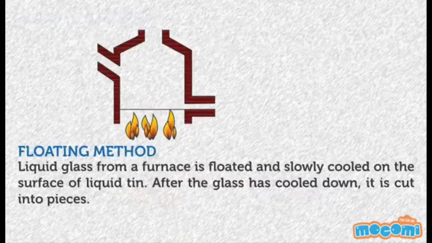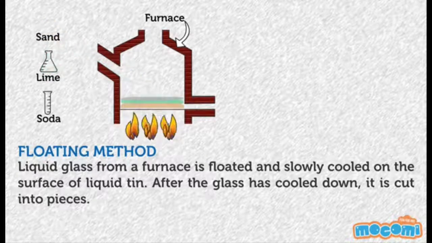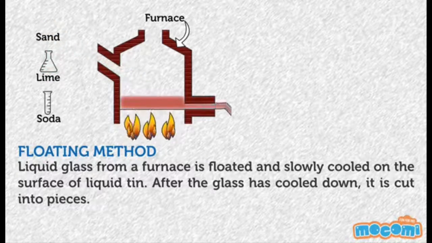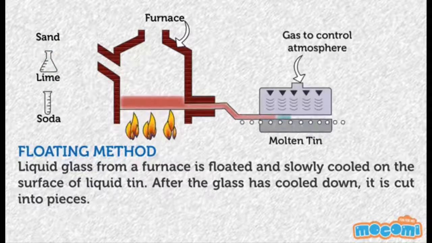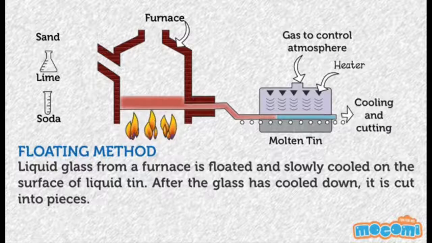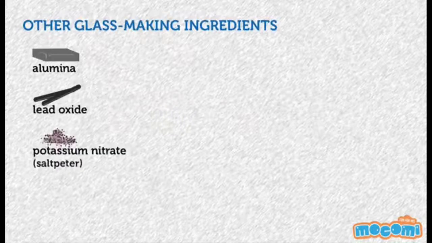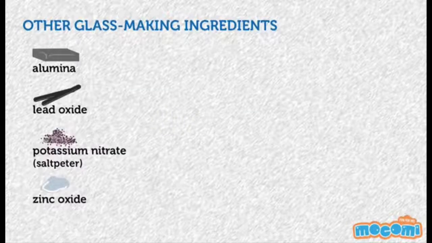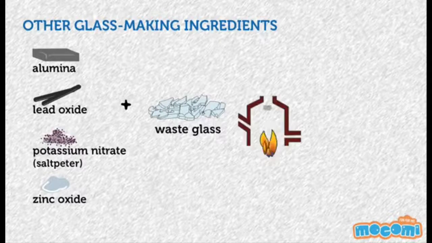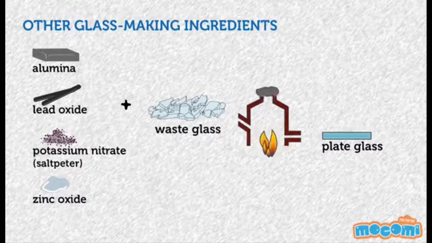Then the floating method: liquid glass from a furnace is floated and slowly cooled on the surface of liquid, till after the glass has cooled off, it is cut into pieces. Now there are other items also used like alumina, lead oxide, potassium nitrate, zinc oxide and base glass, coated glass, which gets converted into plate glass by heating it at a very high temperature.